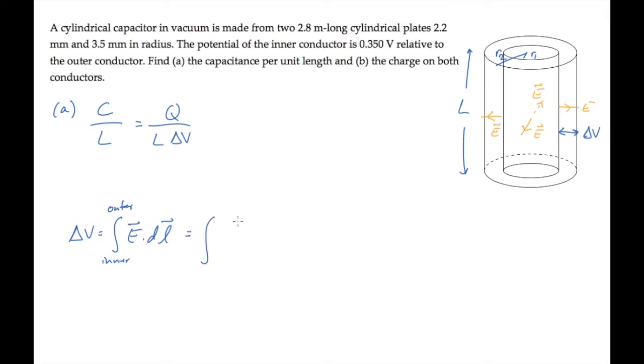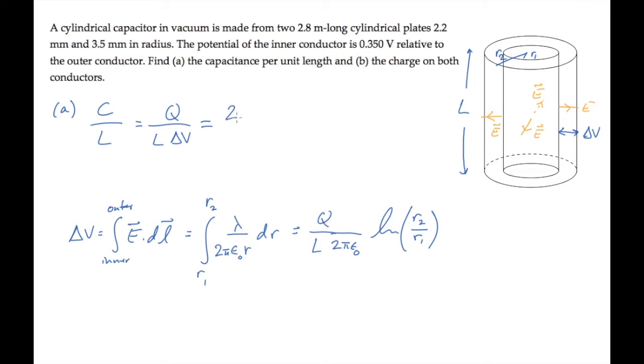Gauss's law tells us that the electric field has a magnitude of lambda, the charge per unit length, divided by 2 pi epsilon naught r. That electric field is parallel to the radial direction from r1 to r2. So when we integrate this and substitute lambda equals Q over L, we get this result, which we can substitute into the expression above, canceling the unknown charge and the length of the cylinder.